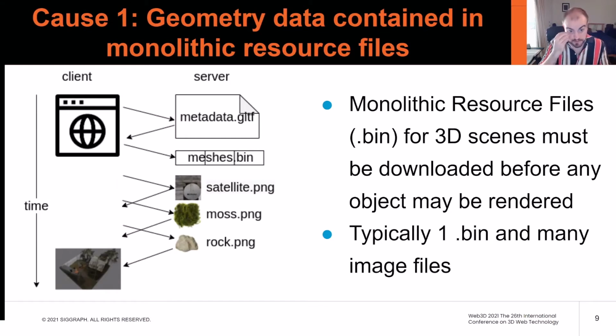The main causes that we could find for this problem: the first is that all the geometry and animation data are stored in one large .binary file. In some cases, this binary file can be larger than all other files requested by the website, and this must be downloaded before any objects can be rendered in the headset or on the web browser. Typically there is just one of these and many image files. The image files can be bigger than the binary, but in some cases the binary is so monolithic it dwarfs them.